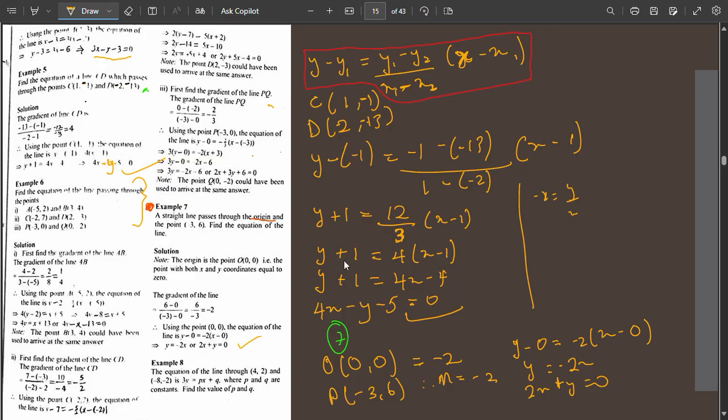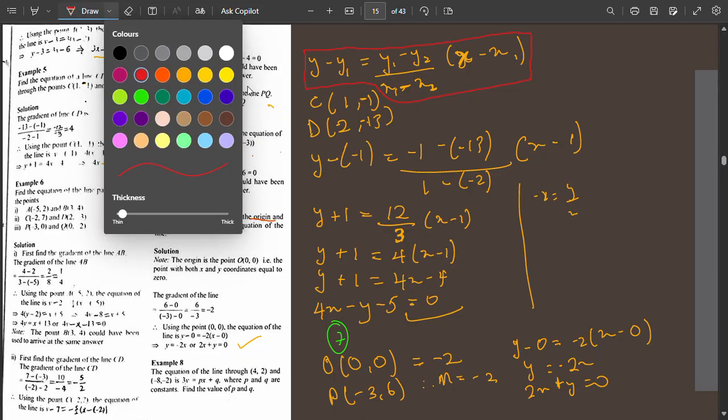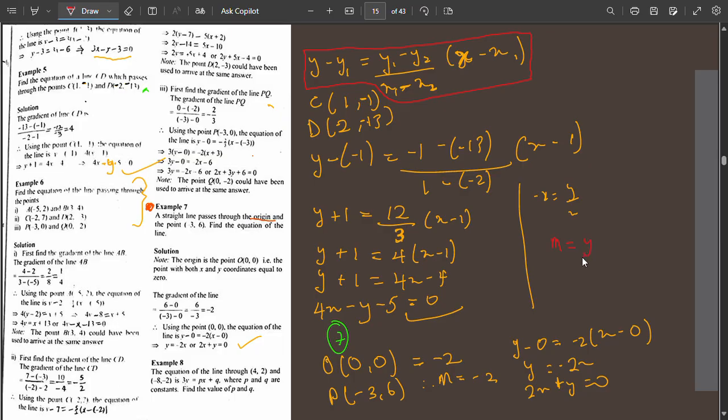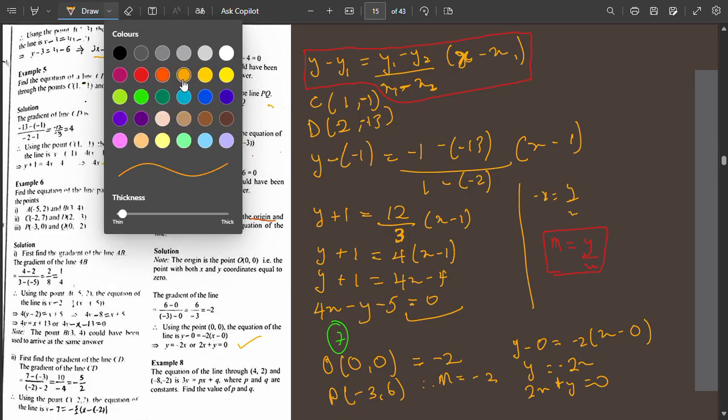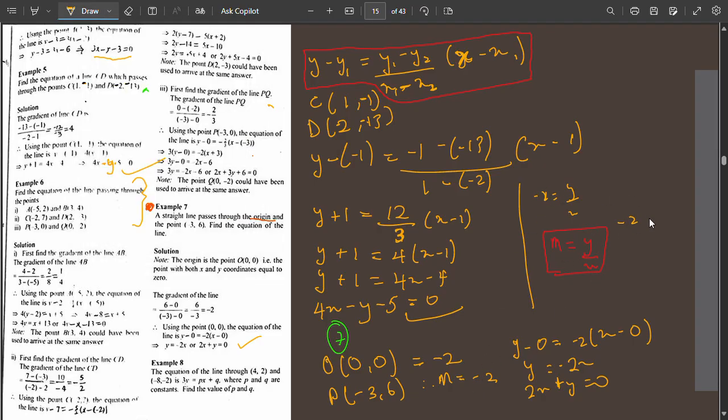So if you remember, in that video, whenever a line passes through the origin and another point, and you want the gradient, you use m is equal to y over x. That's the formula you use. So a simpler way of solving this is just using m is equal to y over x. We first need to find m, which we did here, -2. So we have -2 is equal to y over x.